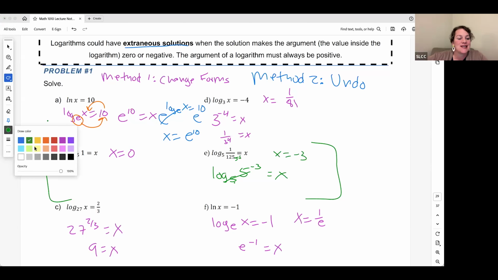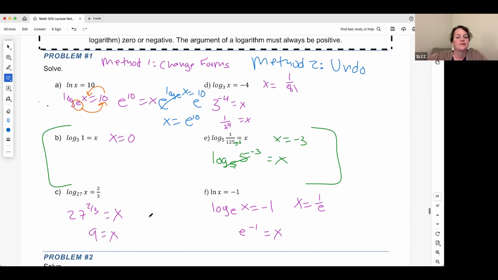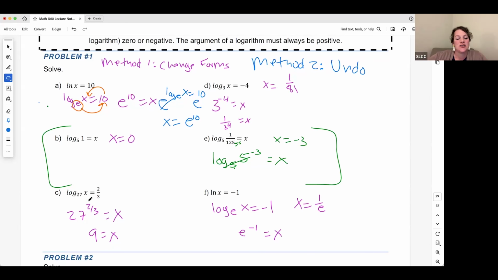Now let's go back to C and F and think about the undo method. Okay, so how do I undo? This is base 27, so I would raise both sides to the base 27. So this would undo each other, and x equals 27 to the 2/3. You get the same thing as if you change forms with all about the base, circle it up. But they're both really good ways to think about solving logarithms, so I want you to choose which one you want to use.